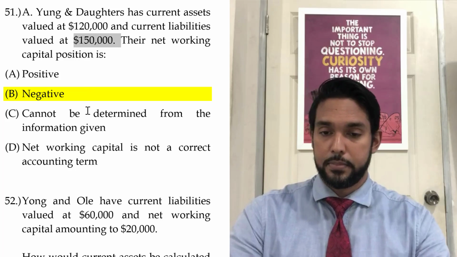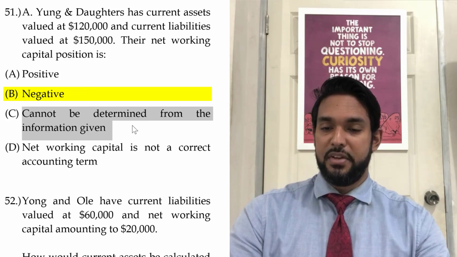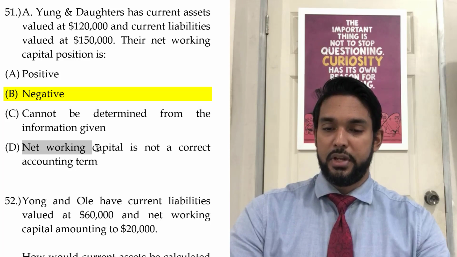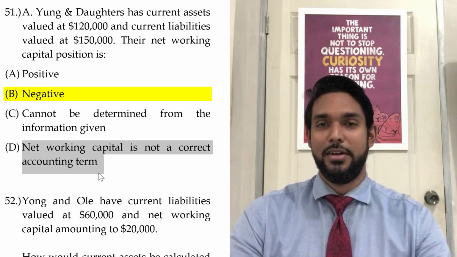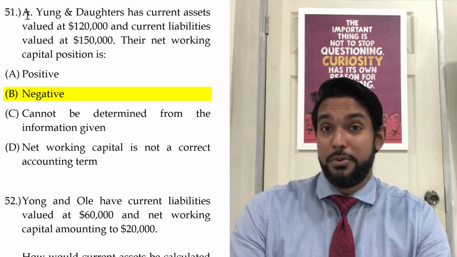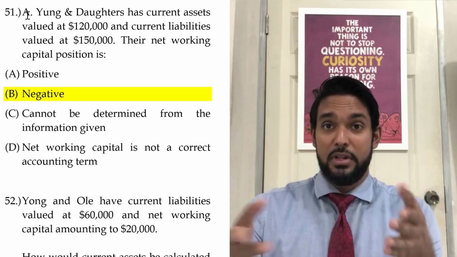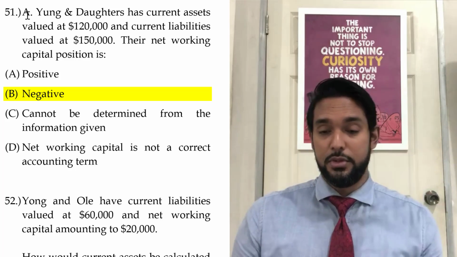than current assets. Look how they want to catch all the smart ones. Cannot be determined from the information given. Or net working capital is not a correct accounting term. All right. I'm sure let's catch some people there, but that's just because people don't know. Right? And we're not casting any judgment on anybody who doesn't know. That's why I'm trying to help anybody else who wants to know.